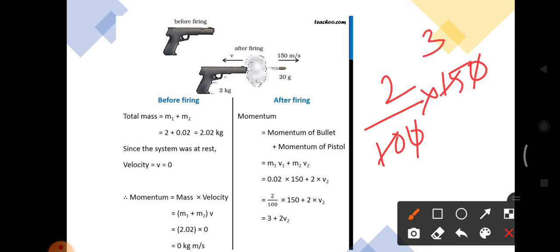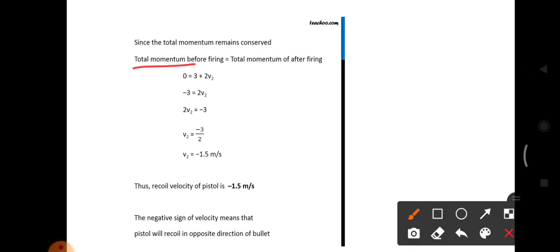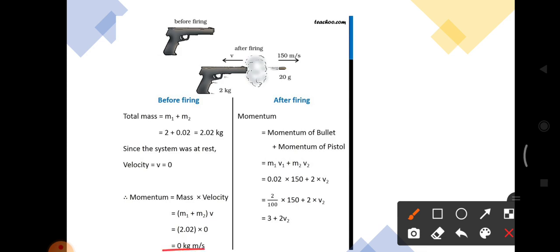3 5s are 15, 2 5s are 10, 1, 1 cancel. So we get 3 plus 2V2. This is before firing, this is after firing. Since the total momentum remains conserved, the total momentum before firing is equal to the total momentum after firing. The total momentum before firing is 0. The total momentum after firing is 3 plus 2V2.